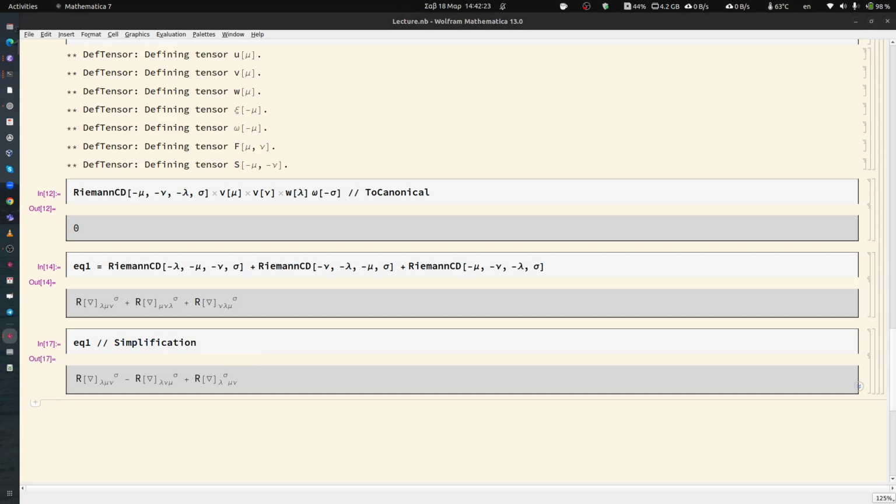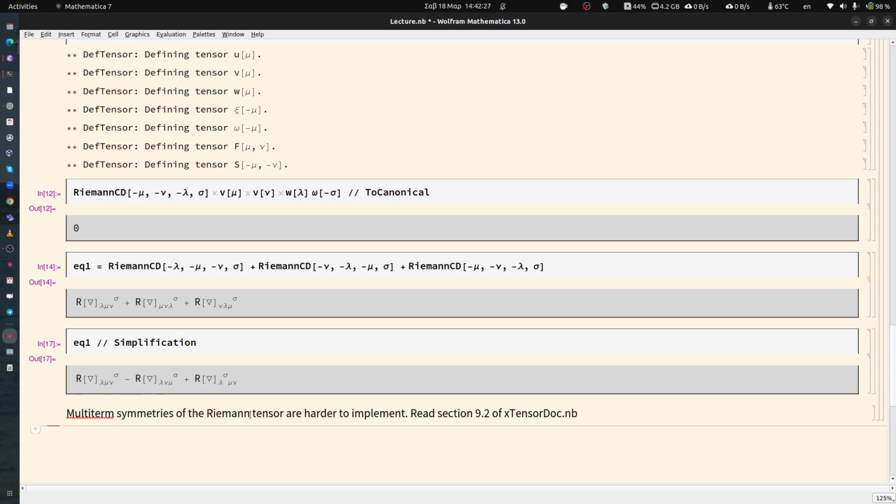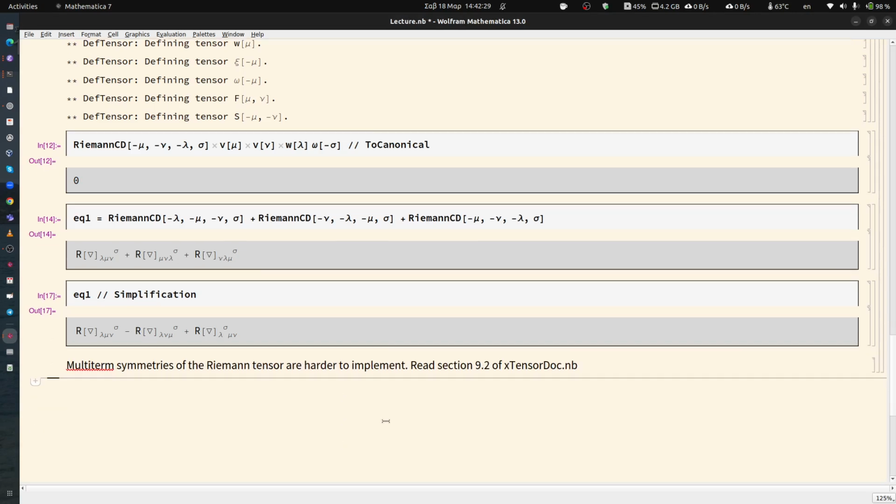So for that, there's a whole chapter devoted in the documentation of xTensor, and there it is explained how to use more complicated symmetries of the Riemann tensors in your expressions. So read section 9.2 of the notebook xTensor doc.nb included in the documentation of xTensor.